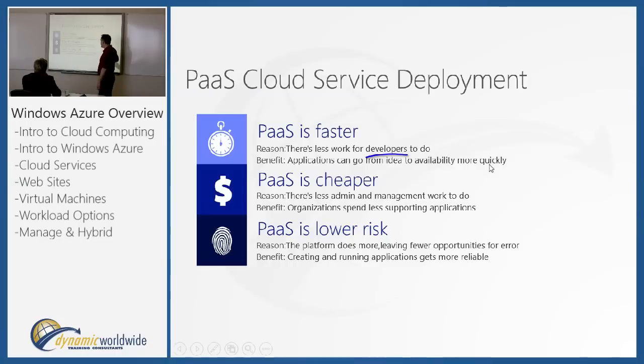Now, PaaS is also lower risk. The platform does more, leaving fewer opportunities for error. One of the greatest things about humanity is the human brain, our ability to think, our ability to make great decisions and do wonderful things, and the creativity. It also happens to be one of the best places to make a mistake. And those mistakes can be incredibly, incredibly terrible if you're not careful. So we're taking a lot of the human element out of this.